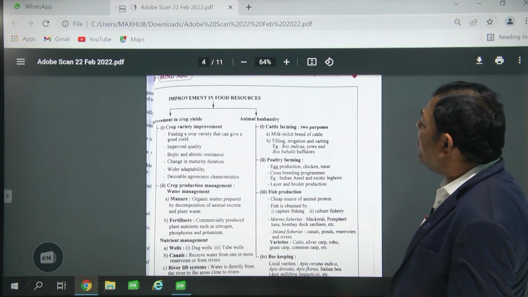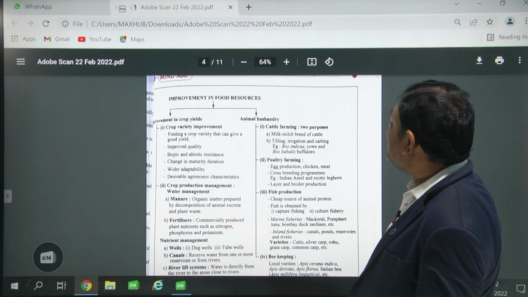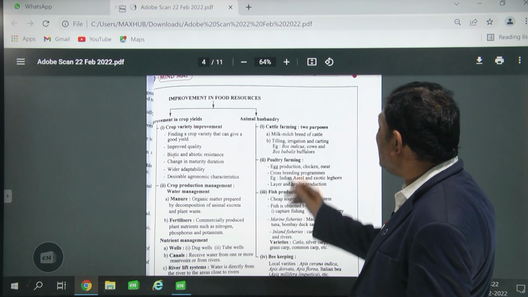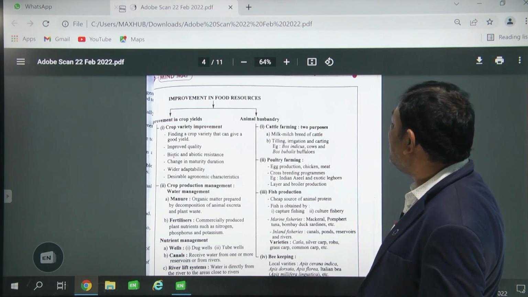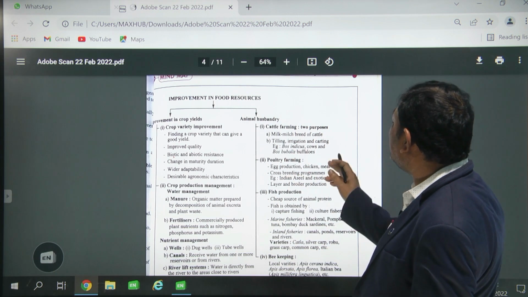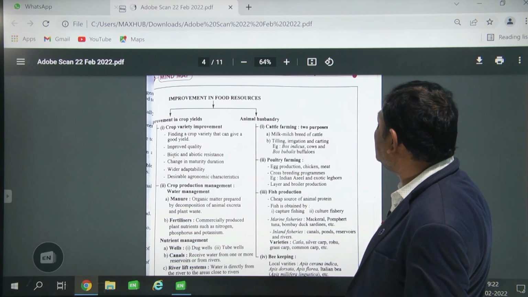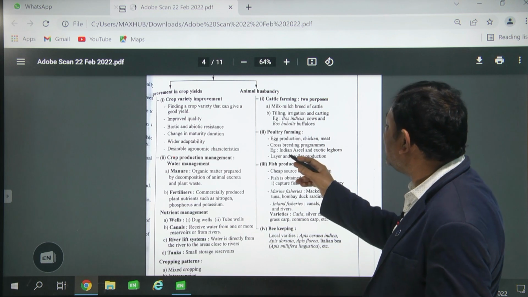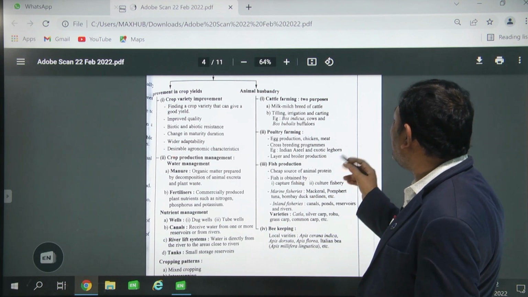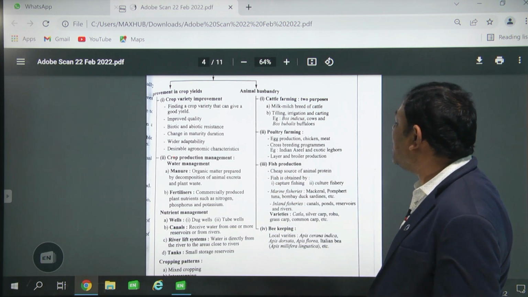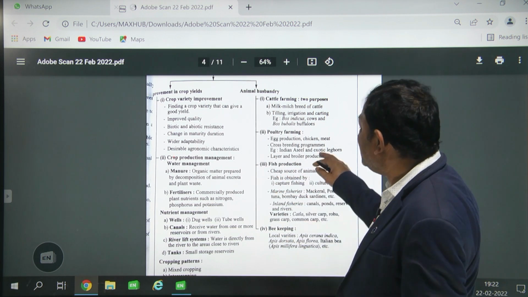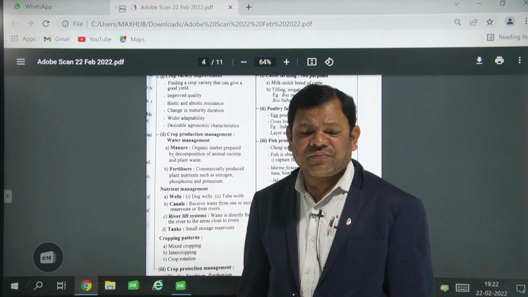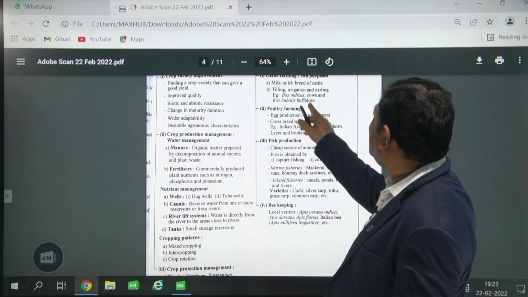So this is the animal husbandry. Cattle farming has two purposes: especially milk, the milk breeds of cattle. The second one is tilling, irrigation and carting, especially both Bos indicus cows and buffaloes. These are poultry farming: egg production, chicken meat, crossbreeding programs, Indian desi and exotic Leghorn, layers and broilers. Layers we can use to produce eggs or meat. Broilers are especially for meat purpose.